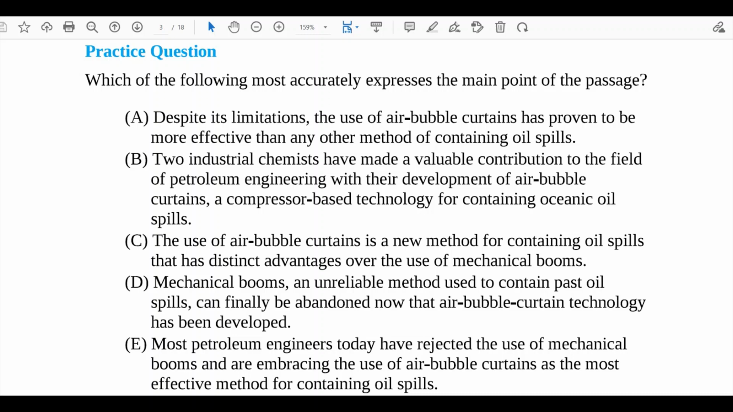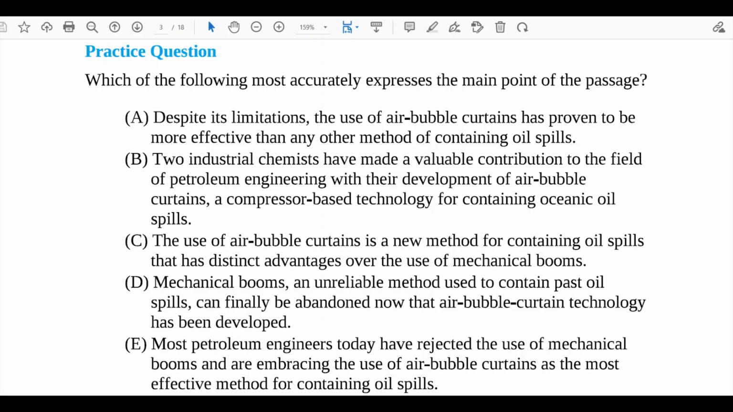So let's go to the practice question. Which of the following most accurately expresses the main point of the passage? A option. Despite its limitations, the use of air bubble curtains has proven to be more effective than any other method of containing oil spills. B option. Two industrial chemists have made a valuable contribution to the field of petroleum engineering with their development of air bubble curtains, a compressor-based technology for containing oceanic oil spills.